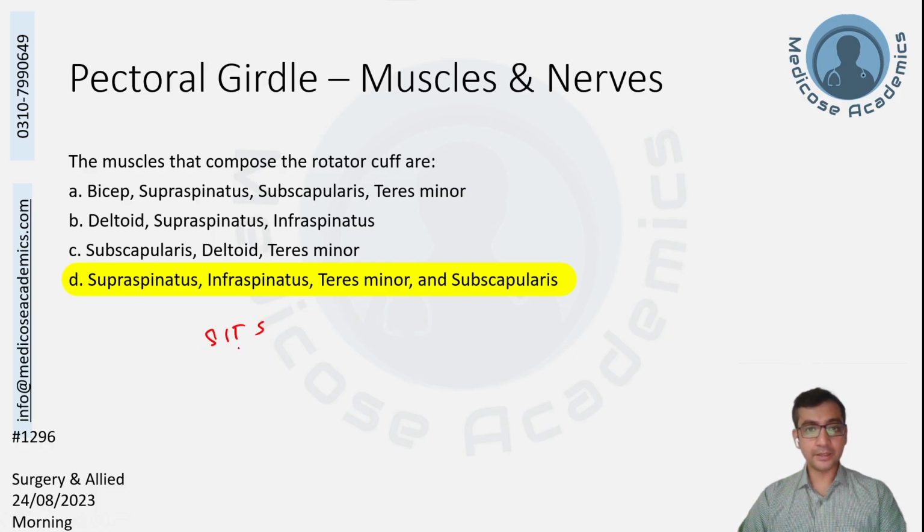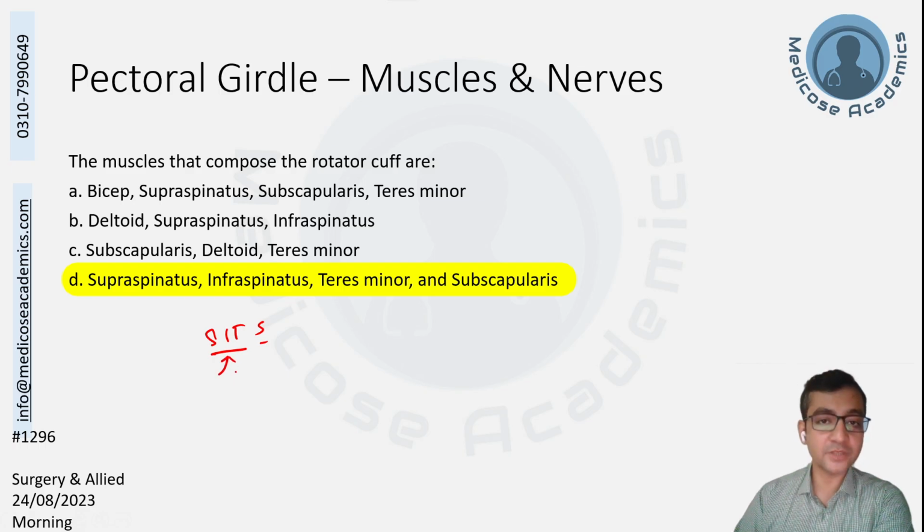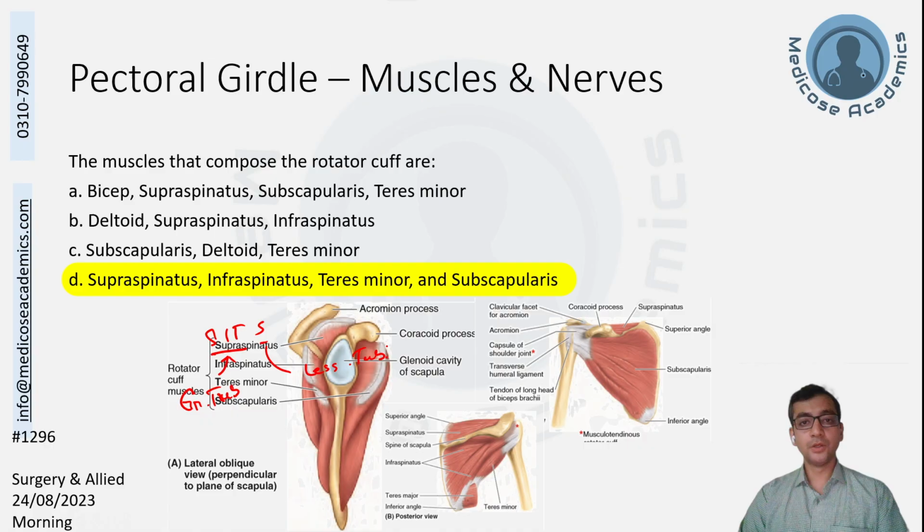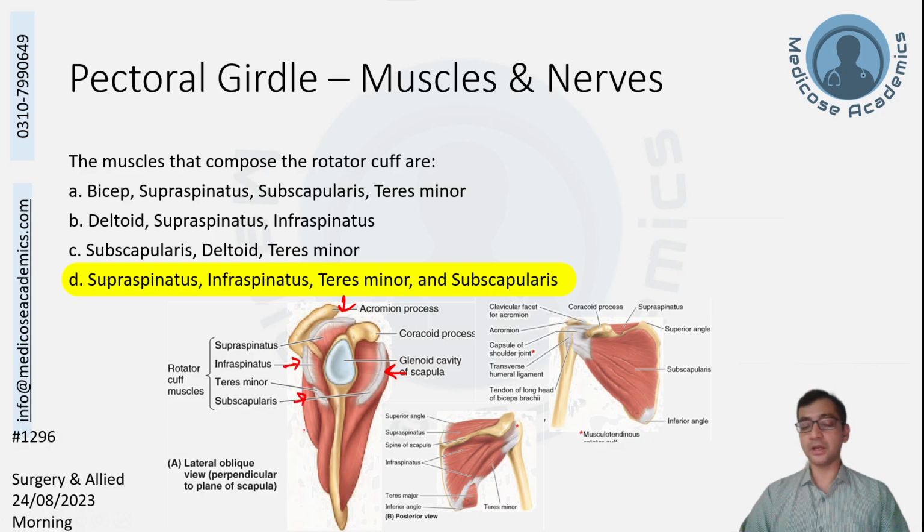SITS. And it's handy because these three, supraspinatus, infraspinatus, and teres minor, get attached to the greater tubercle, and the one that remains, the subscapularis, is attached to the lesser tubercle. So these are the muscles. Anteriorly there is subscapularis, superiorly there is supraspinatus, and posteriorly there are infraspinatus and teres minor.